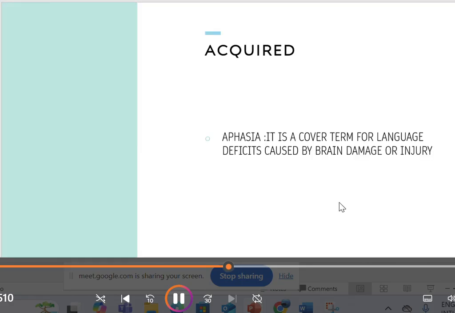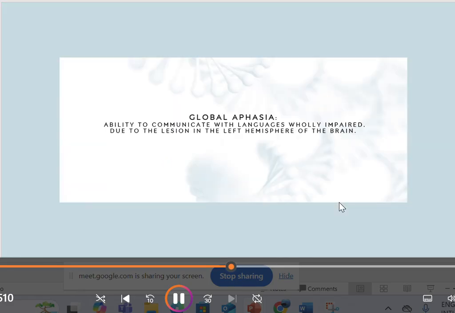Now, acquired disorder, the main thing is aphasia. Aphasia is a cover term actually for language deficit caused by brain damage or injury. Aphasia is not just one. There are different types of aphasia. So it is a cover term for any language deficit that is caused by brain damage or injury.